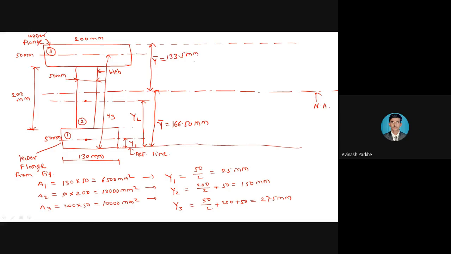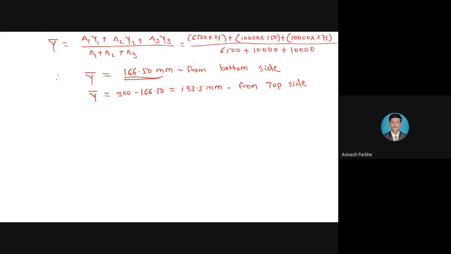133.5 mm. Means it is not exactly at the center. If the section is symmetrical, then you will get it exactly at the center. But here the position of neutral axis is not exactly at the center. Now y bar is calculated, the y bar from the top side and y bar from the bottom side, both are calculated. Now I have to calculate capital I. Capital I is equal to Ixx is equal to Ixx1 plus Ixx2 plus Ixx3, because the section is unsymmetrical.